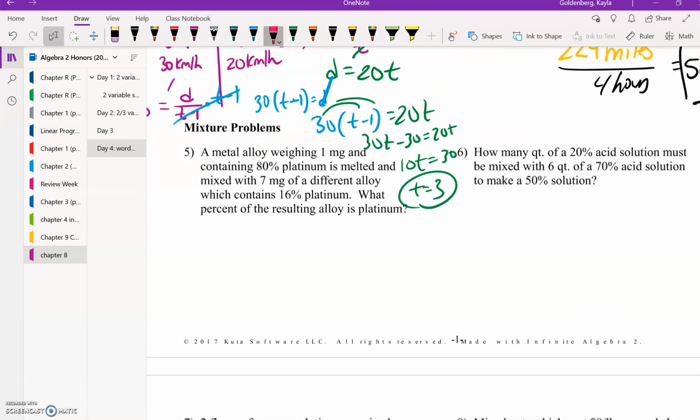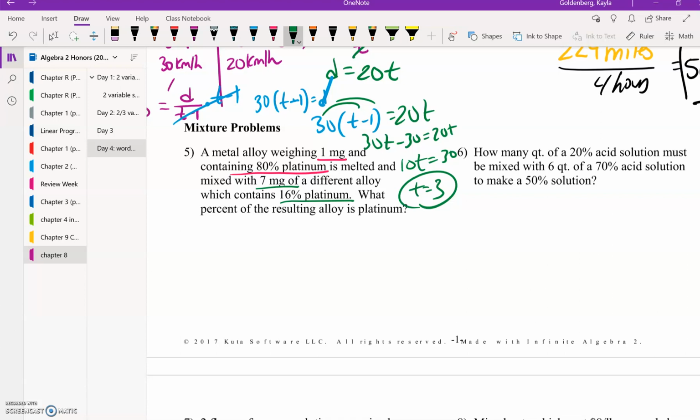Okay, so first one says a metal alloy weighing 1 milligram and containing 80% platinum is melted and mixed with 7 milligrams of a different alloy, which is 16% platinum. What is the percent of the resulting alloy that is platinum, I think they mean.